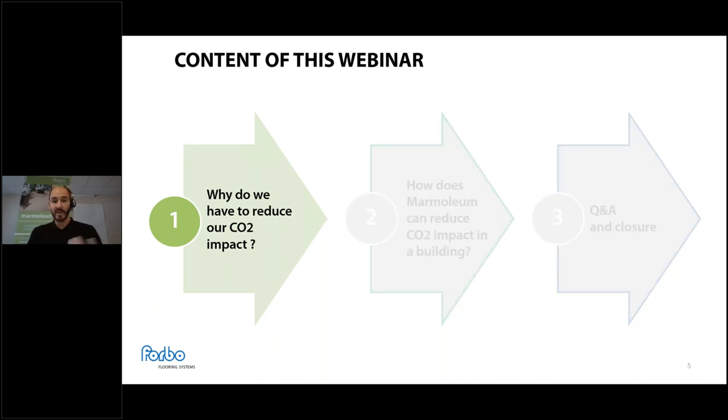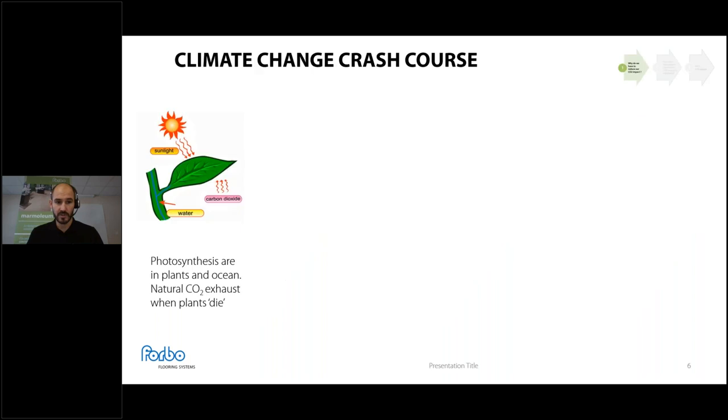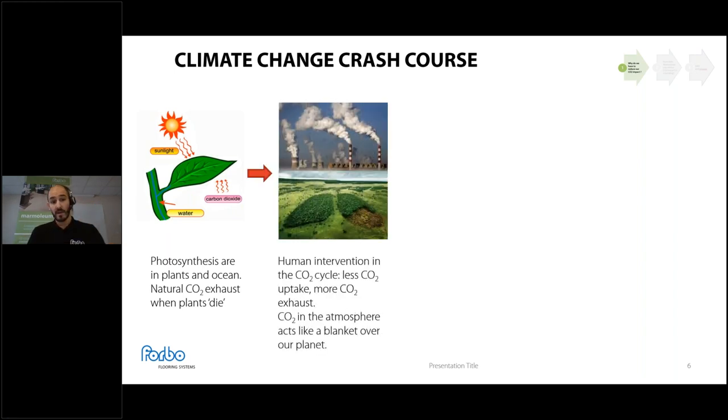So why do we have to reduce our CO2 impact? The climate changes a lot. This is a very important topic, and a big issue that we have due to the CO2 impact. Photosynthesis happens in plants and in the ocean, and natural CO2 is released when the plants die. Of course, we also have human intervention.